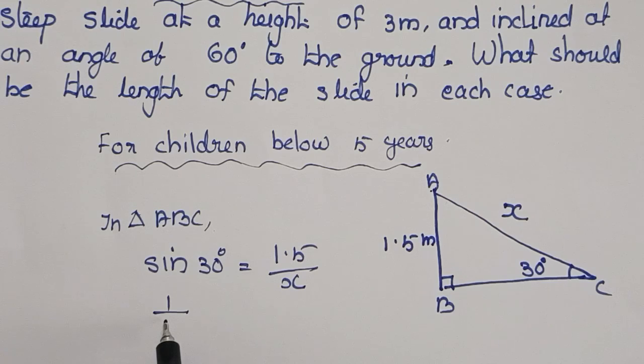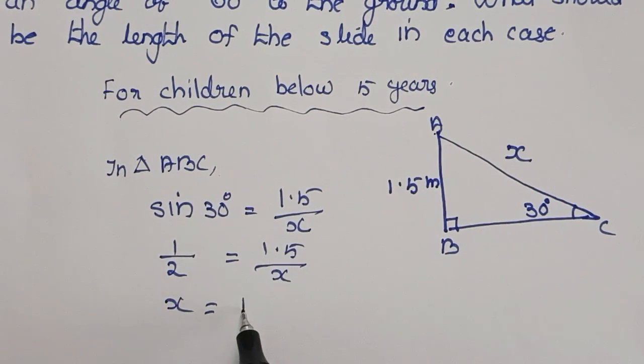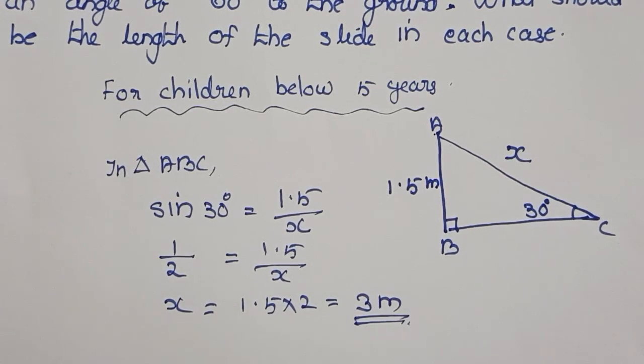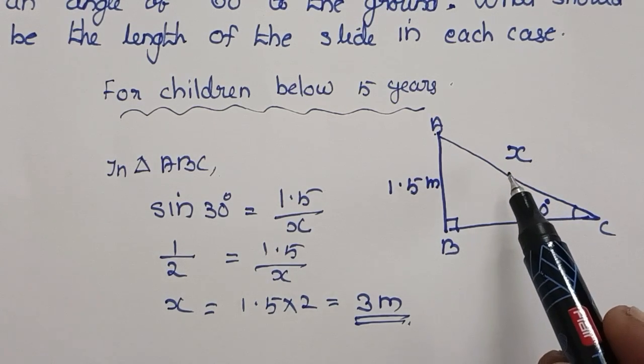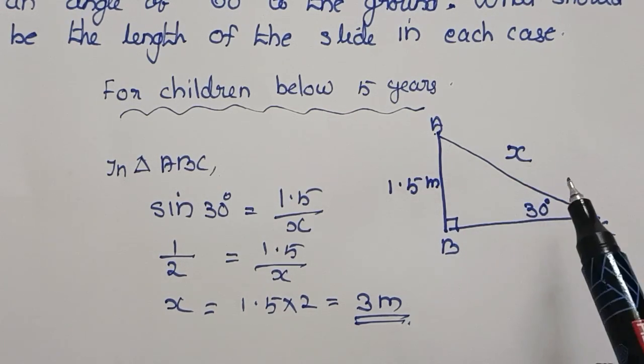Sine 30 is 1 by 2. So 1 by 2 equals 1.5 by x. Cross multiplying, we get x equal to 1.5 into 2, that is equal to 3 meters, isn't it? x equals 3 meters. That is the length of the first slide equal to 3 meters.